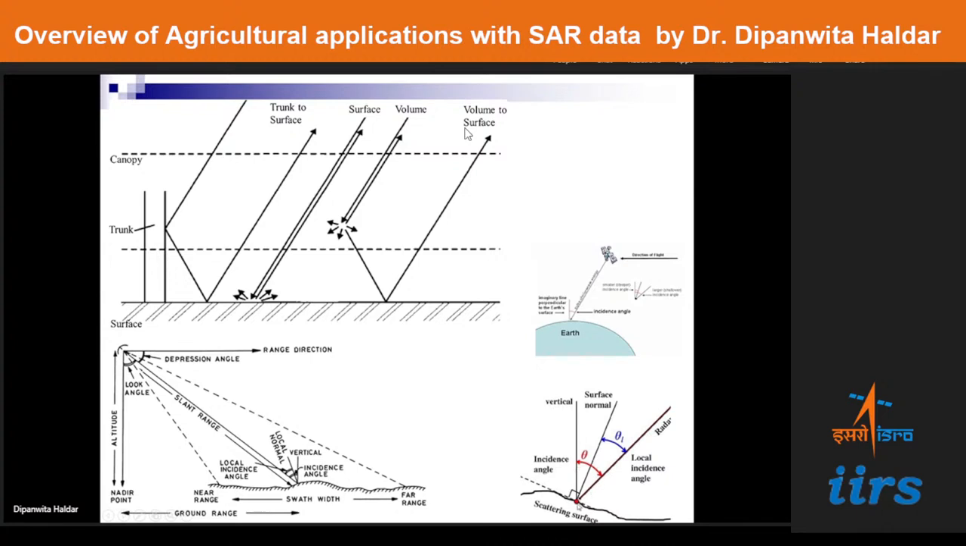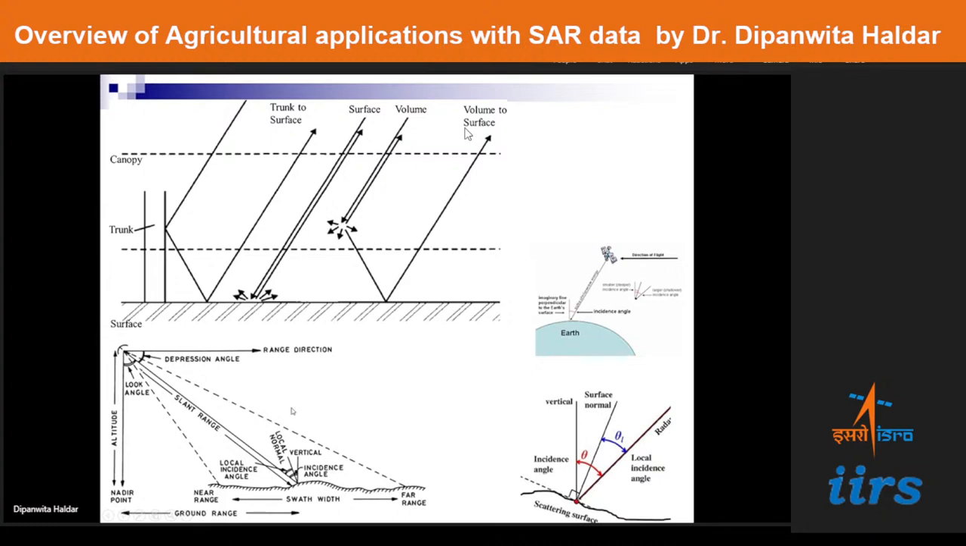Now, if you have a surface normal, the surface is like this. So if you draw a normal from there, this theta 1, whatever you are able to see, is known as the local incidence angle because it is taking the local terrain characteristics into consideration.